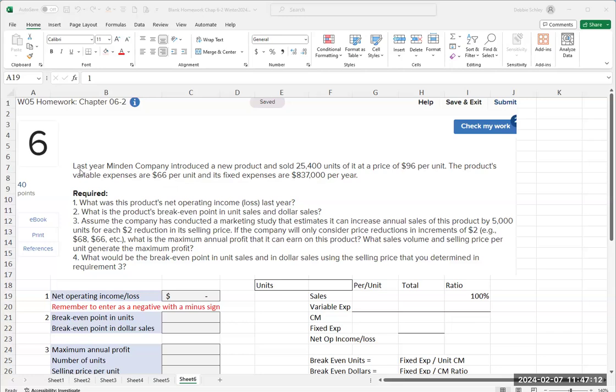Okay. Last year, Minden Company introduced a new product that sold 25,400 units. Okay.